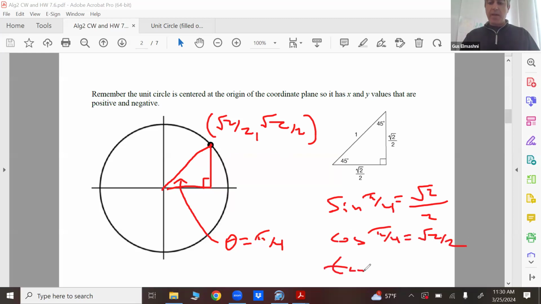The cosine of pi over 4 also equals root 2 over 2. And the tangent of pi over 4 is y over x. Or what happens when you divide two things that are identical? What do you get? 1, exactly.